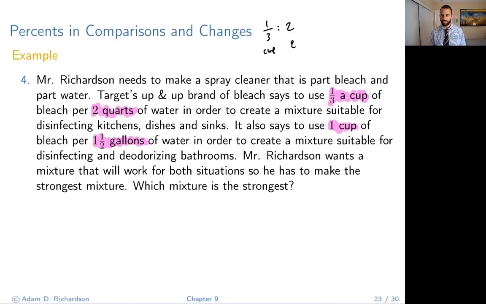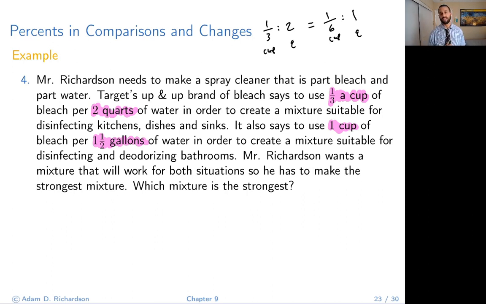And I was like, okay, well, what's the unit fraction? How much do I need for 1 quart? 2 quarts. How much do I need for 1 quart? 1/6 per one. There you go. And that's just finding the unit fraction. So this is much more handy for me because I know that I need 1/6 of a cup of bleach for every 1 quart of water.